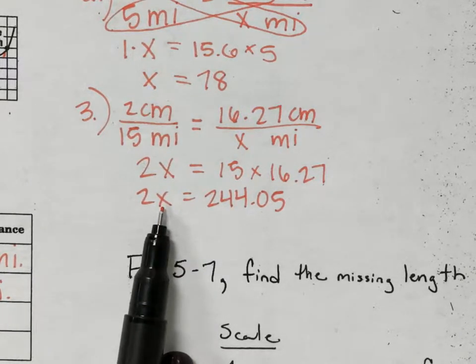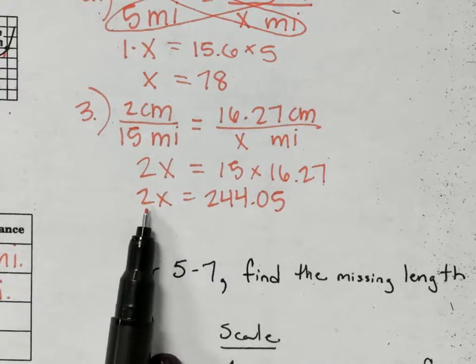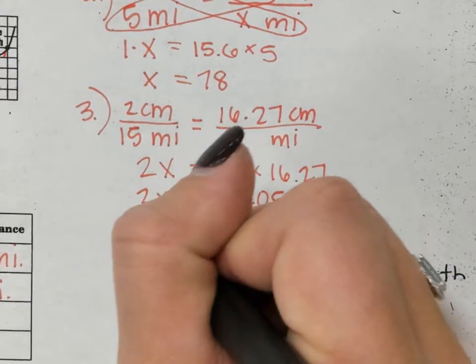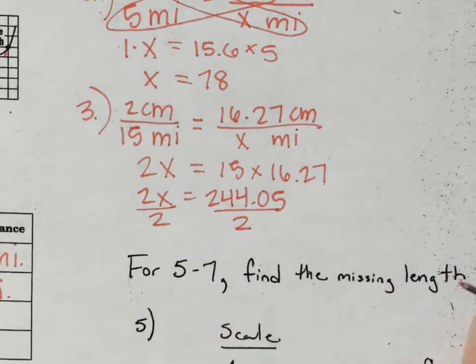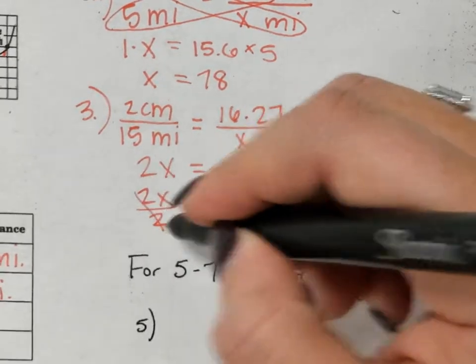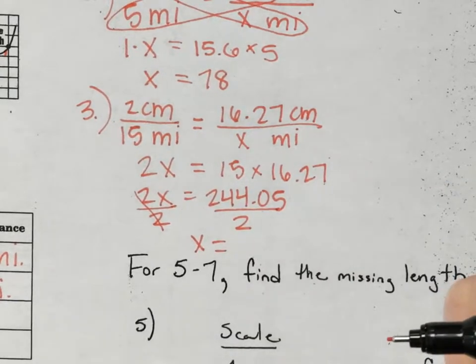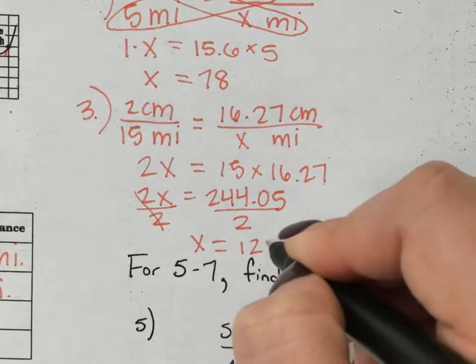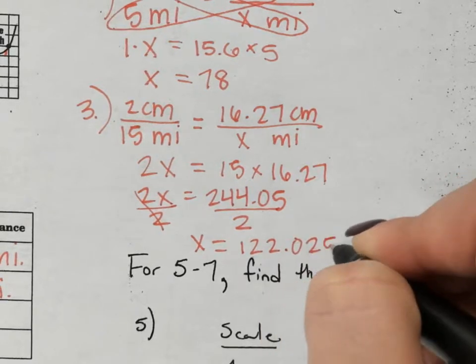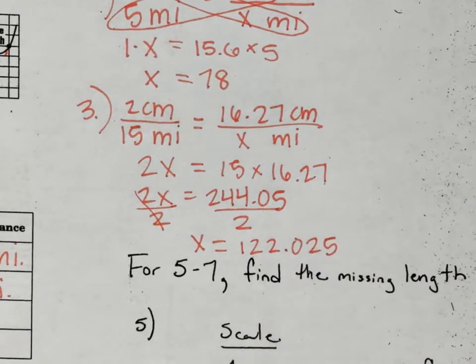You multiply 2 by that number. Divide, right? Because it's 2 times x, so you have to do the opposite. So divide both sides by 2, and x is equal to what? 122.024. 122.025. In my directions, it tells me to round to the nearest tenth.